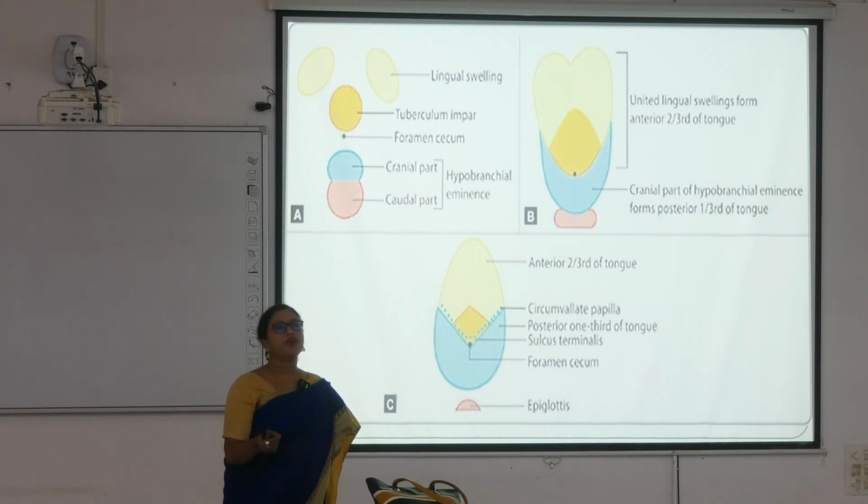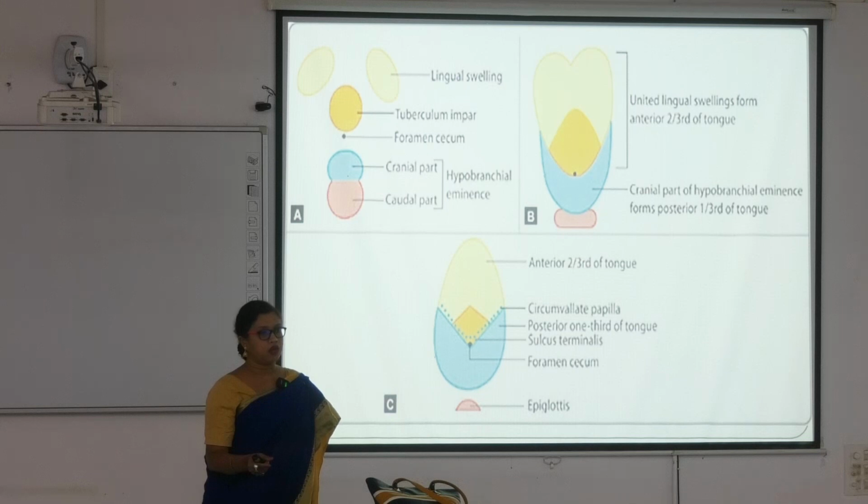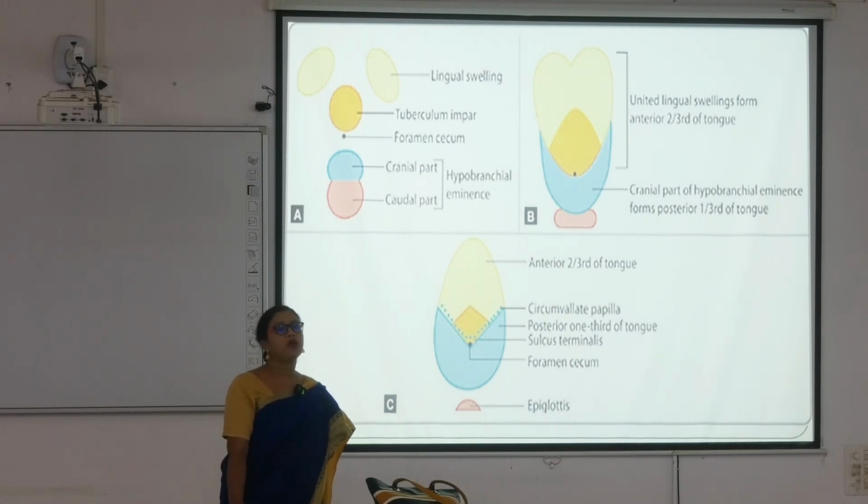Whenever you are irritating the posterior pharyngeal wall or our uvula, what will happen? There will be sudden choking, right? This is known as the gag reflex. Why is it produced? It is produced because of the vagus and glossopharyngeal nerves.